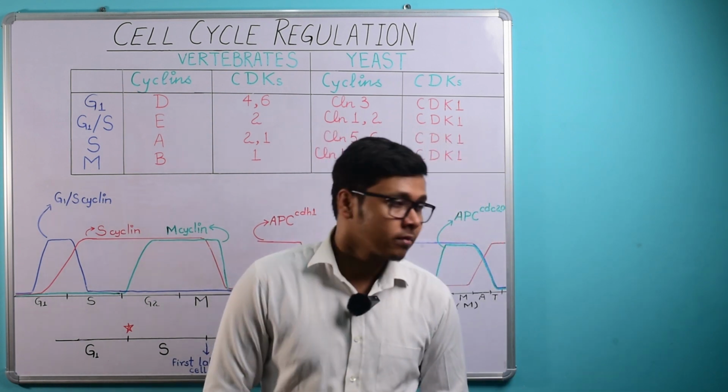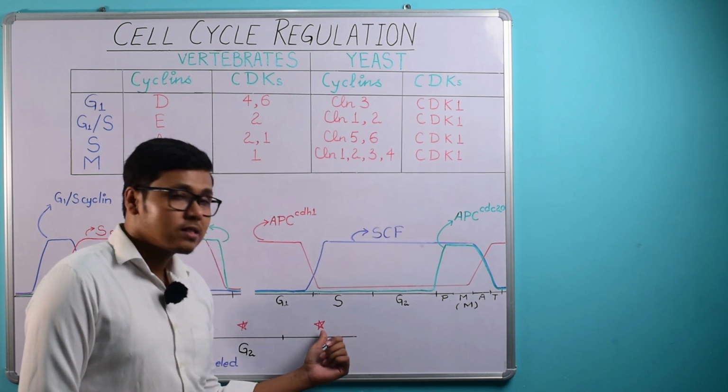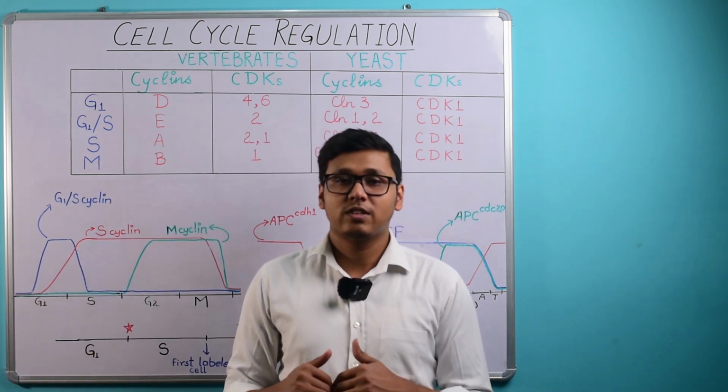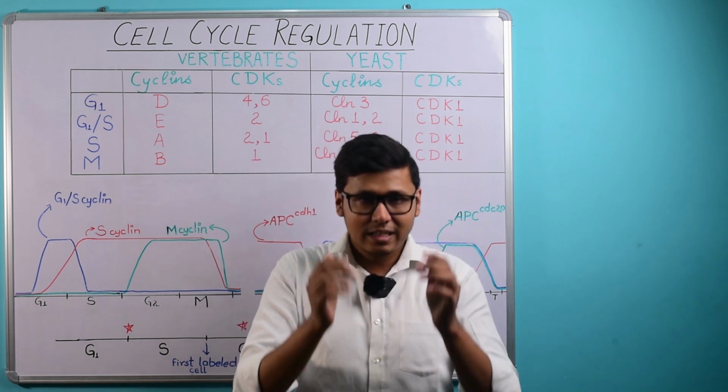So these errors will be passed to the daughter cells as well, and the cell cannot afford to have that. The third crucial point is in the mitotic phase, or precisely the metaphase and anaphase transition. Why is it crucial?